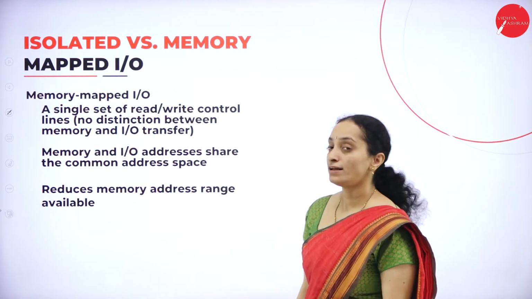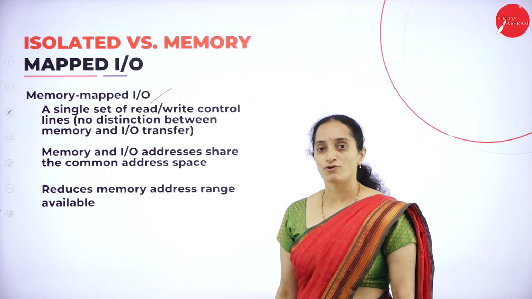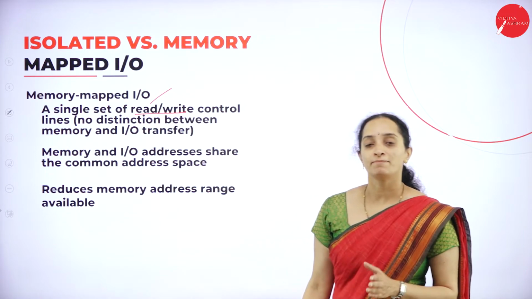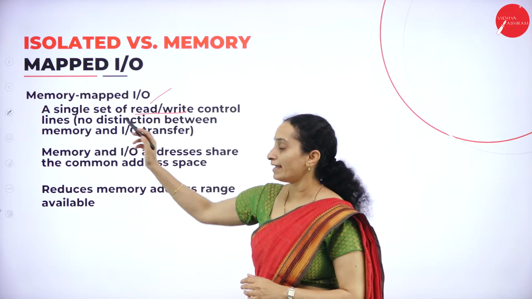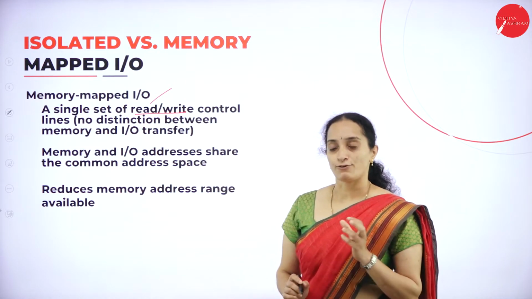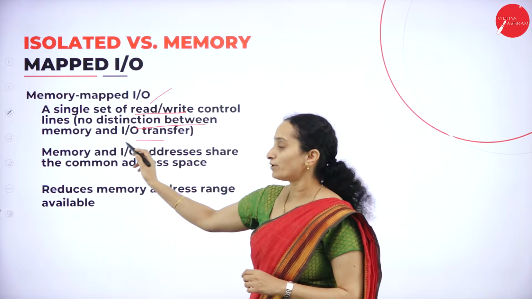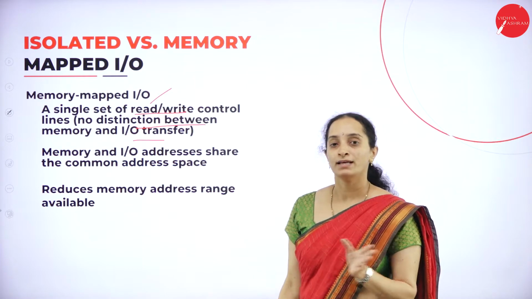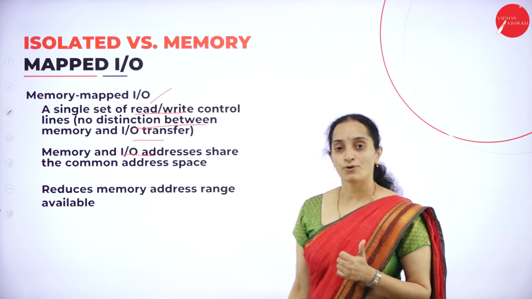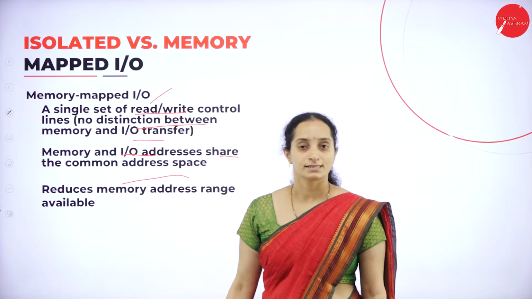Okay, then we have memory mapped I/O. What will memory mapped I/O do? A single set of read-write control lines will be there. In memory mapped I/O, a single set of lines will be there. There will be no distinction between memory and I/O transfer, which will be carried out on the same data bus, whereas the memory and I/O addresses share the common address space.